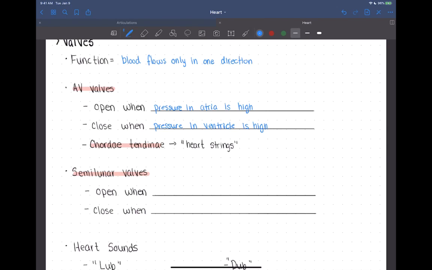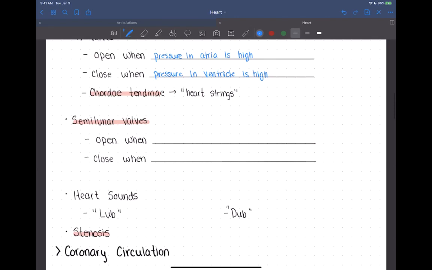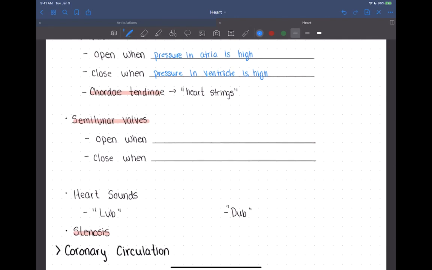Okay, and then we talked about in the last video briefly those chordae tendineae, or the heartstrings that kind of anchor the valves, those AV valves, in place. So these are essentially collagen threads that attach to those valves and prevent them from kind of inverting instead of just closing nicely. All right, so they're going to kind of hold those valves down, and they attach to papillary muscles.